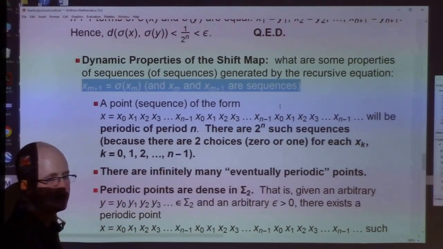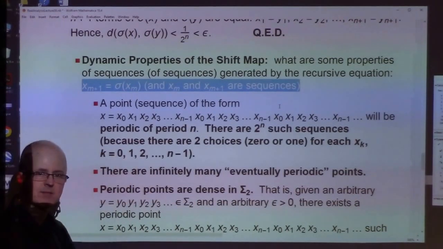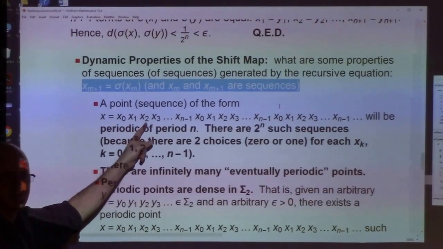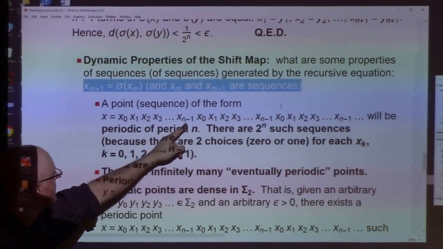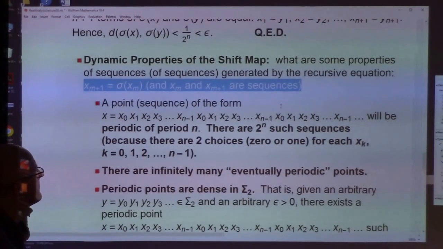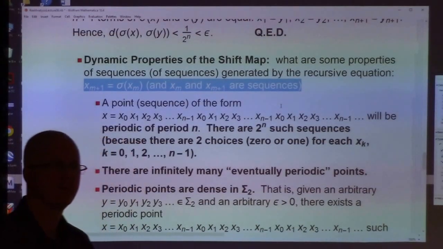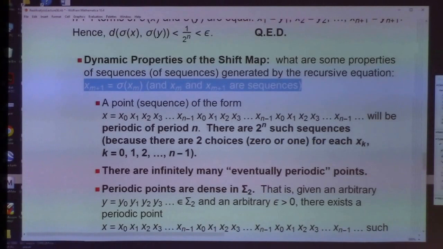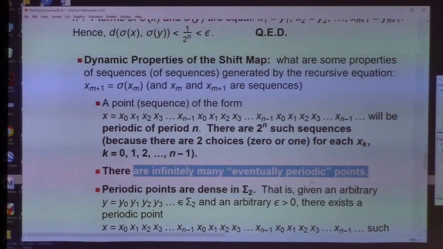There's actually also going to be 2 to the n such sequences in the space, 2 to the n such points for any given n, because of basic arithmetic, the fundamental counting principle: for each of these, there's two choices, either a 0 or a 1. And there's n of them, 1, 2, 3, 4, etc., through n, starting with 0. So you're going to have 2 to the n such sequences. For n equals 10, for example, there are 1,024, 2 to the 10th, distinct sequences of period 10 in this space. There are also infinitely many what you might call eventually periodic points, where you eventually get a repeating pattern, but not at the start.